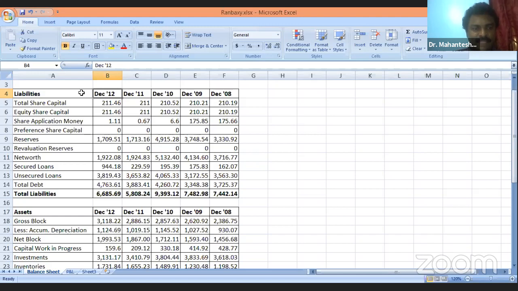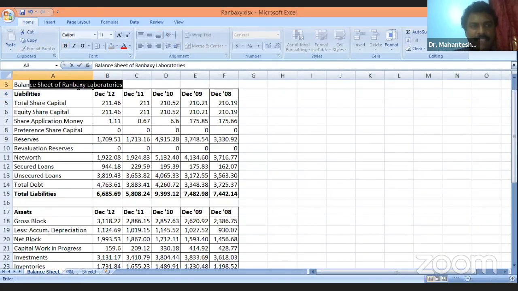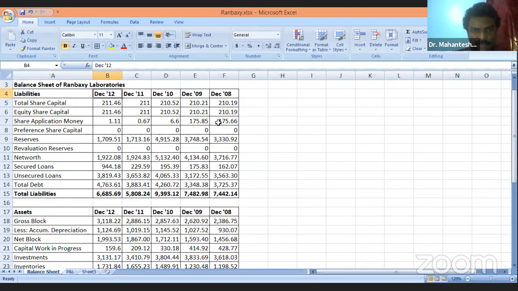The balance sheet figures are given here. This is the balance sheet of Ranbaxy Laboratories. Now, these are rupees in crores. Now, there's a total share capital, equity share capital, then share application money, reserves is 1,709.51 crores, net worth is given, secured loan is equal to 944.18 crores, unsecured loans are 3,819.43 crores. Total liability happens to be for the year December 2012, 6,685.69 crores. 2008 ಅಲ್ಲಿ, these numbers we can find here.